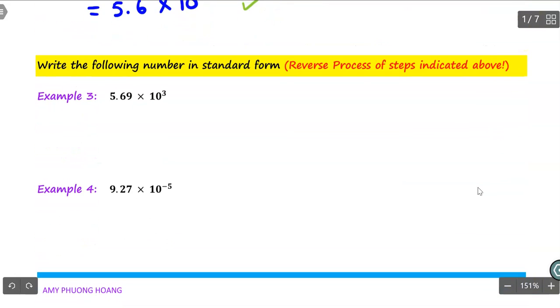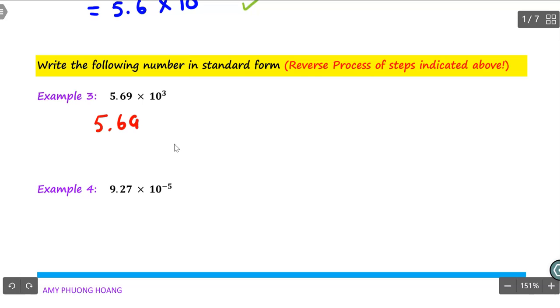Because sometimes left or right can cause confusion. But what you can keep in mind is, if you get rid of the 10 to the positive exponent, this number has to increase. So that means I am going to move the decimal point to the right in this case. So I know that is 5.69.